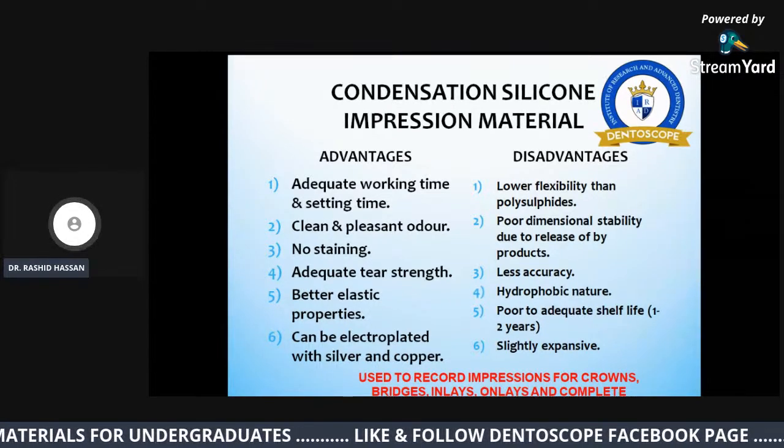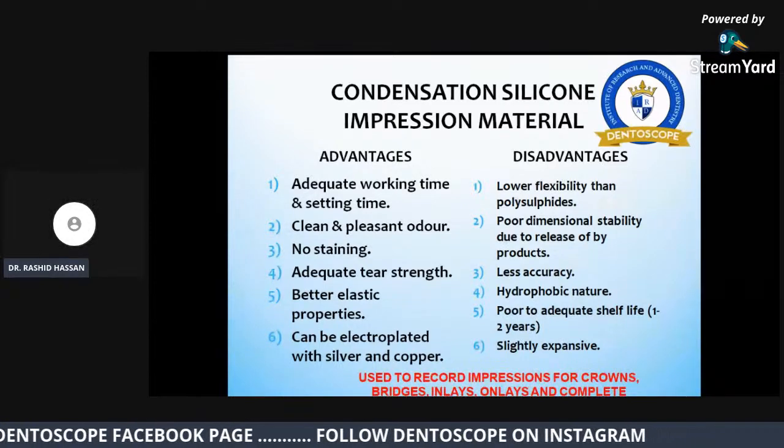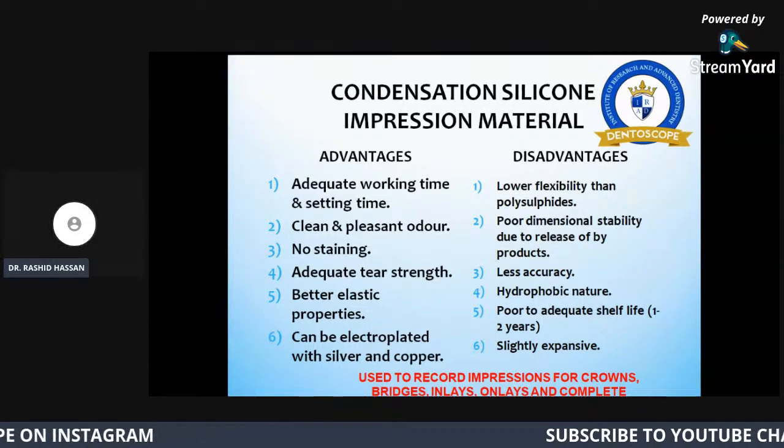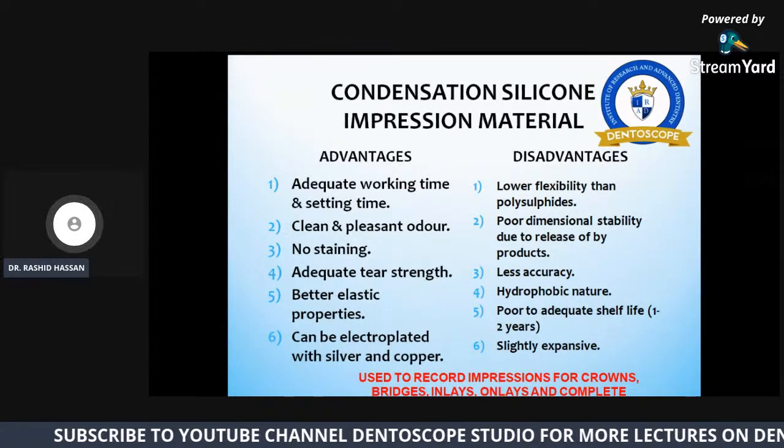Hydrophobic nature also adds to the problem, because the impression material moves away from the orodental structures, which are always moistened by the saliva.